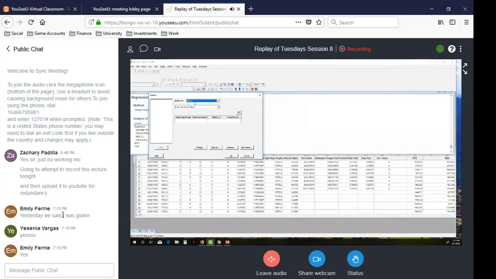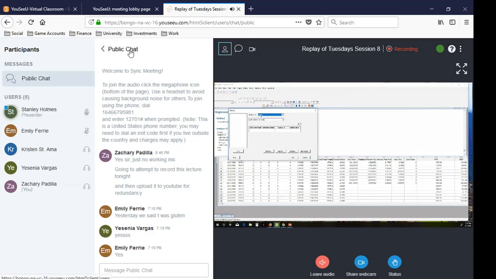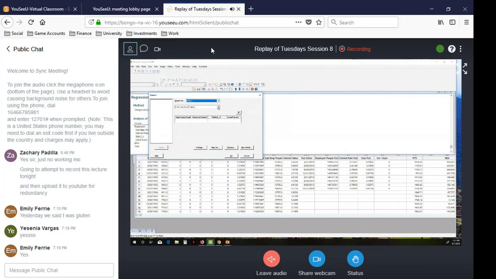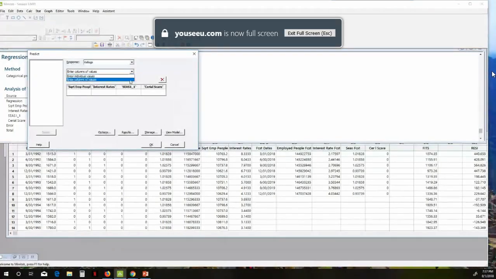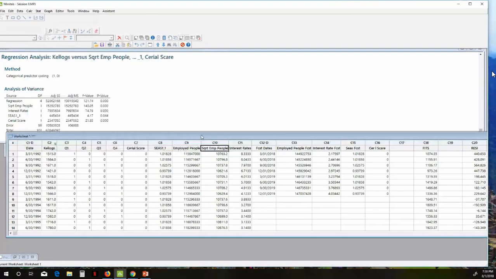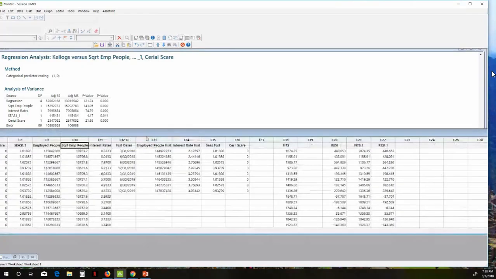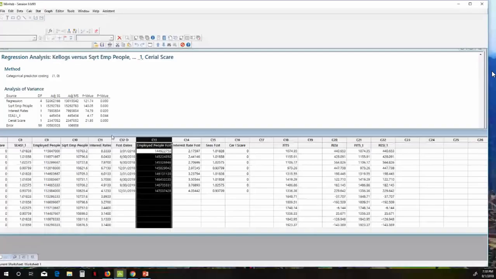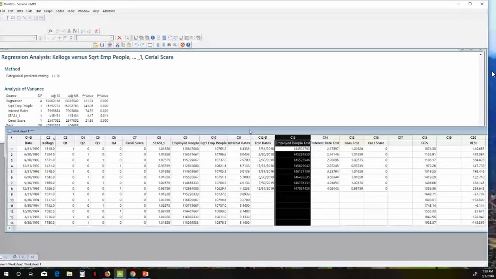And there's the variable that you're forecasting, Kellogg's revenue. Enter the columns of values. Pull it down and say enter columns of values. You don't want to enter these variables one number at a time. So now we have to find the forecast for the square root of employed people. Do we have that? No, we don't. Because we have employed people forecast, but we use the square root of the employed people in the model.